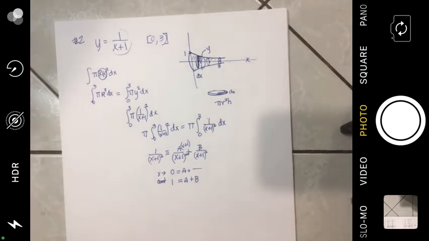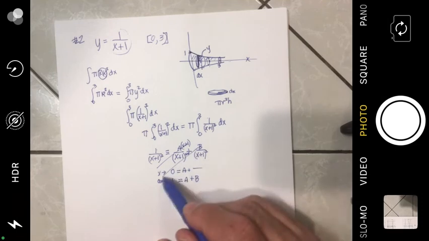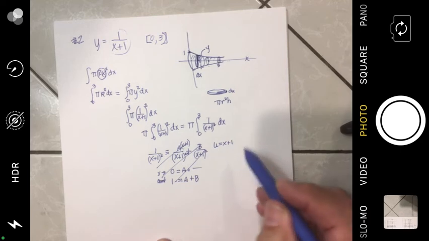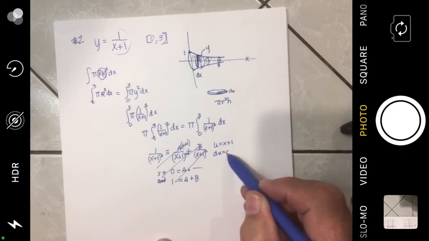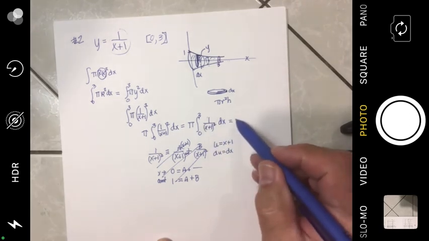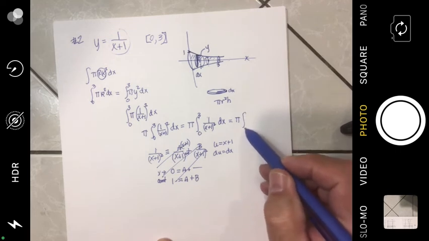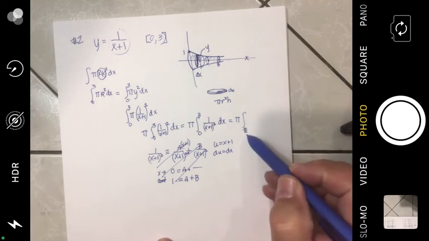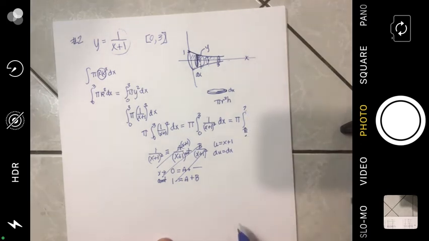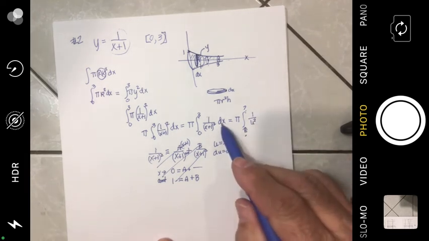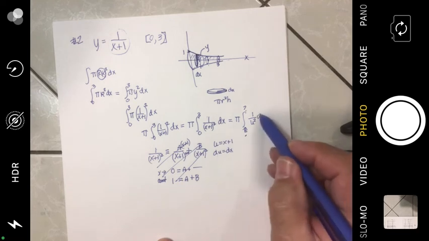So how do we integrate that? Well, this is not working. So let's do a u sub. u equals x plus 1. du would equal dx. Oh, so this would be pi integral, I'm changing to u, so it's no longer 0 to 3, but it's going to be 1 over u squared, and now dx is the same as du.